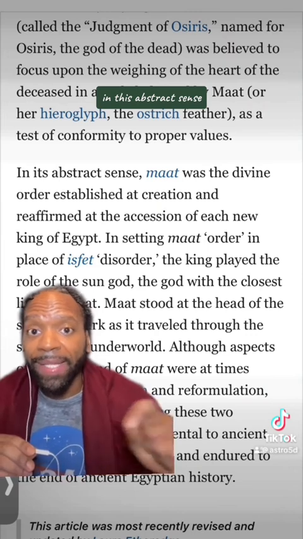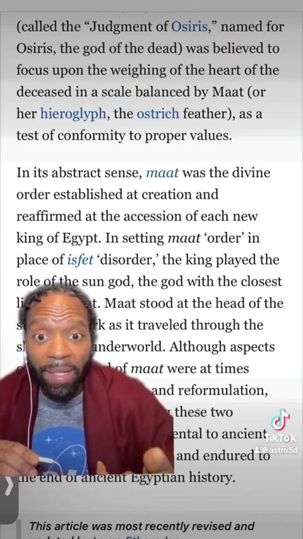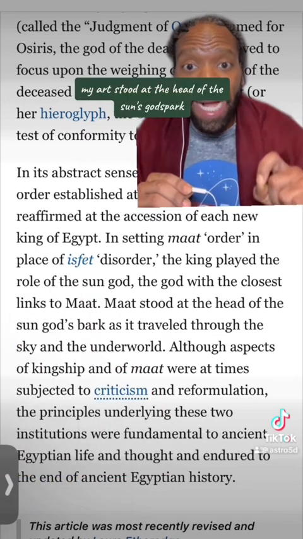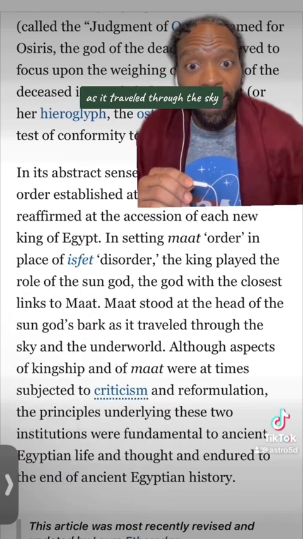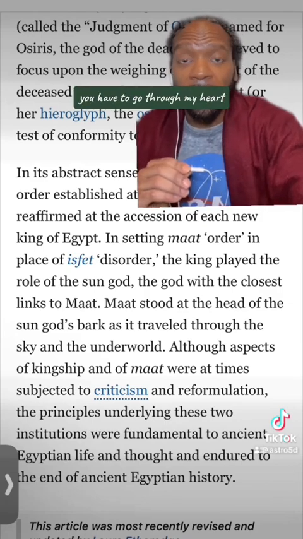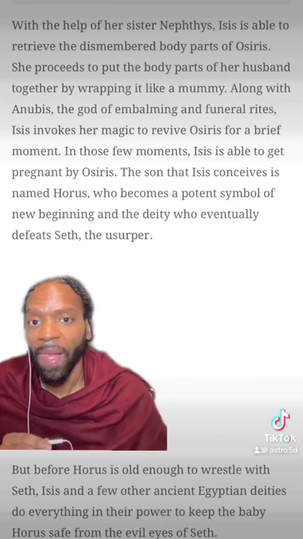In its abstract sense, Ma'at was the divine order established at creation, the primordial womb. Ma'at stood at the head of the sun god's barque as it traveled through the sky and the underworld. To get to Osiris, you have to go through Ma'at. Okay, let me leave you with this because I can go on for years, right?